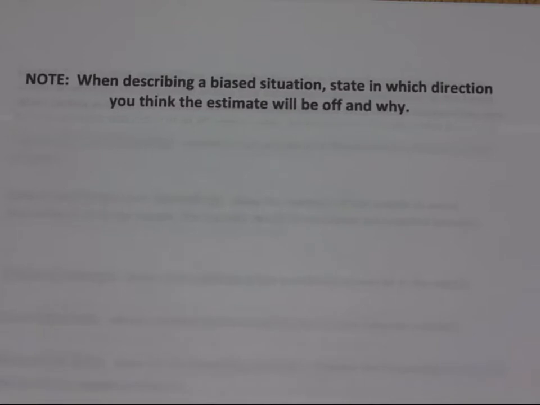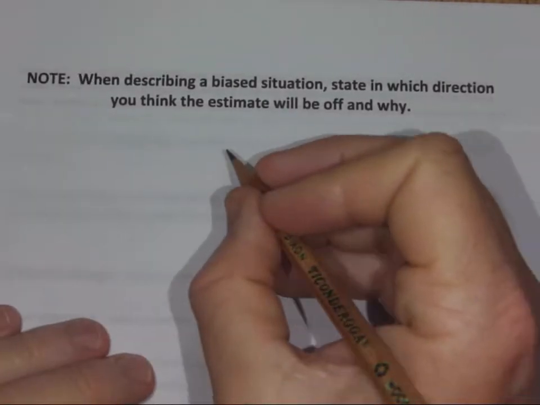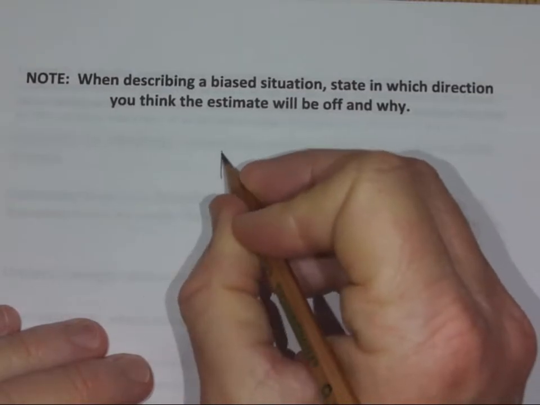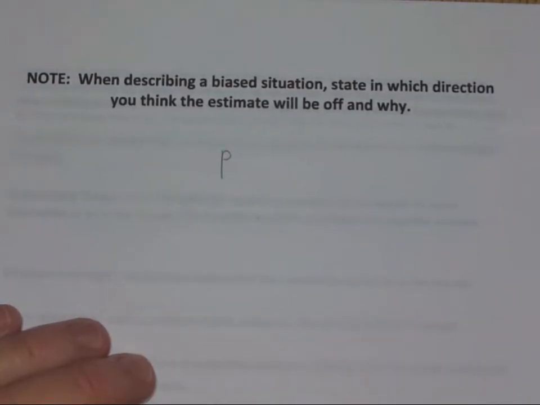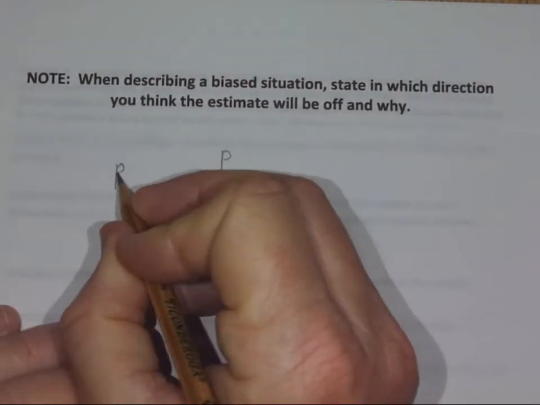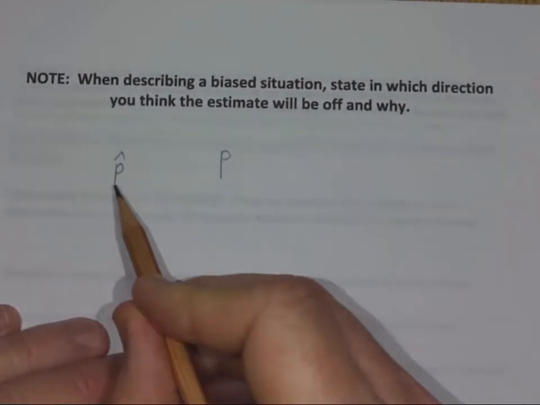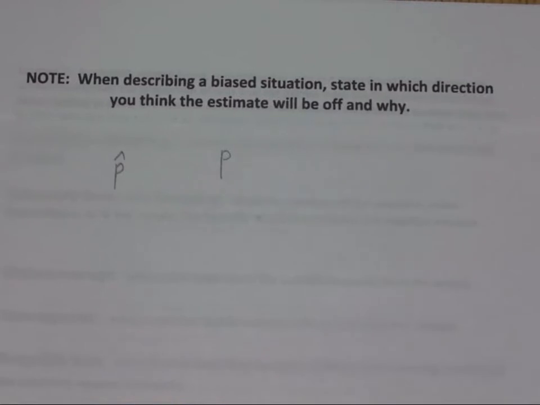Let me show you what I mean. Let's say I'm estimating a proportion. I want to know the proportion of students that own a graphing calculator. I estimate this with a p hat, and I obtain my p hat by sampling the students near my room.